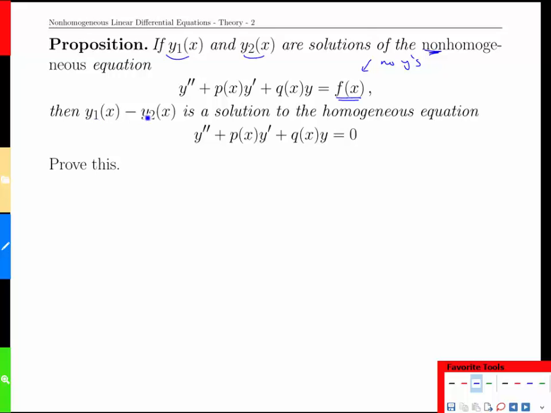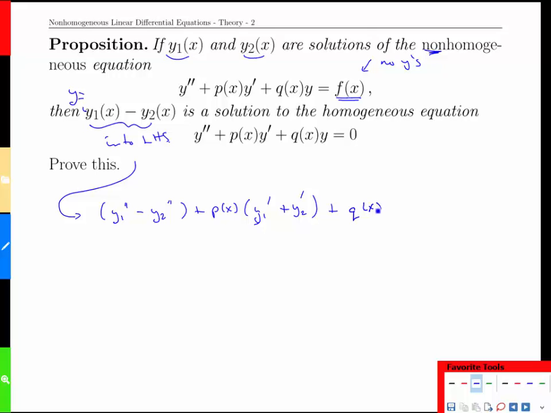Well, let's take a look at that. What we're going to do is plug both of these into the left-hand side. And what do we get? Well, if we're going to plug in, let's call this whole thing here y. It's a linear combination of those two. If we take two derivatives of it, we just take both derivatives separately. And then we'd have p of x times the derivative of this y, which is the derivative of each one of these individually. And last but not least, we'd have q of x times y1 minus y2. And then we just simplify.